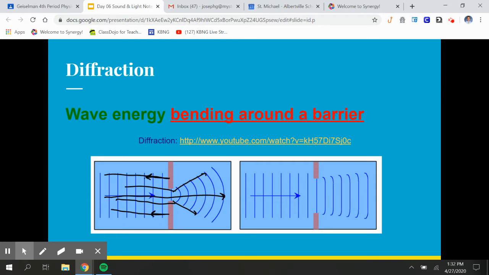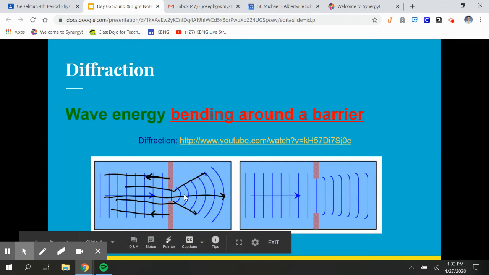So the first type of wave behavior is something called wave diffraction, and that's when wave energy is bending around a corner or a barrier. So if we have an object, the wave will bounce back off of the object, but if there's a small opening, it will continue to pass on through, as you can see in the illustrations down here below. So the wave will continue through, and then it will actually expand out.